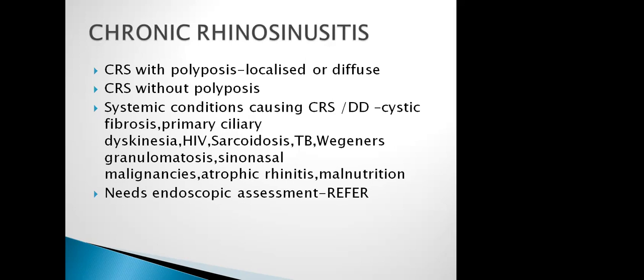Then is chronic rhinosinusitis. Now chronic rhinosinusitis is classified as with polyposis and without polyposis, and these polyps can be localized or diffused. There are certain systemic conditions predisposing to chronic rhinosinusitis, like cystic fibrosis, primary ciliary dyskinesia, sarcoidosis, Wegener's granulomatosis, etc. Any patient presenting with symptoms of chronic rhinosinusitis persisting for more than 3 months, and on examination if you see a polyp, needs a diagnostic nasal endoscopy, so refer to a specialist.